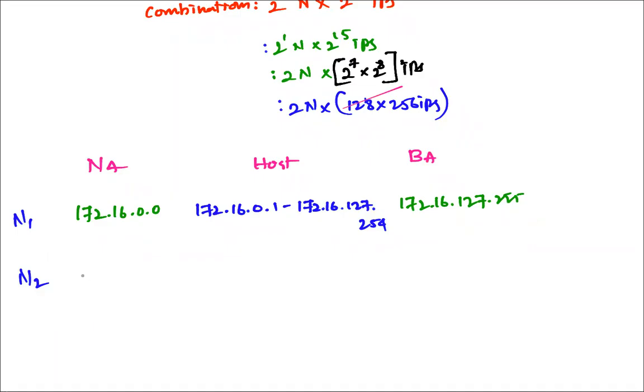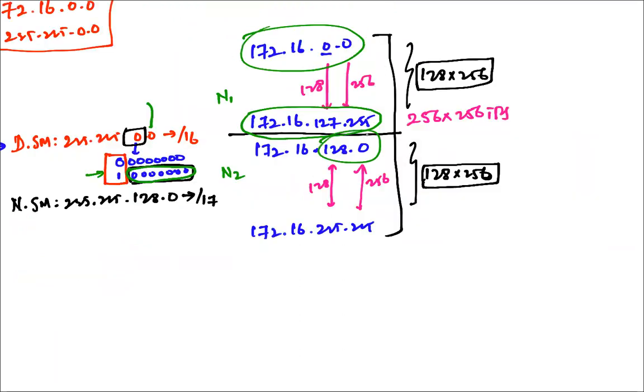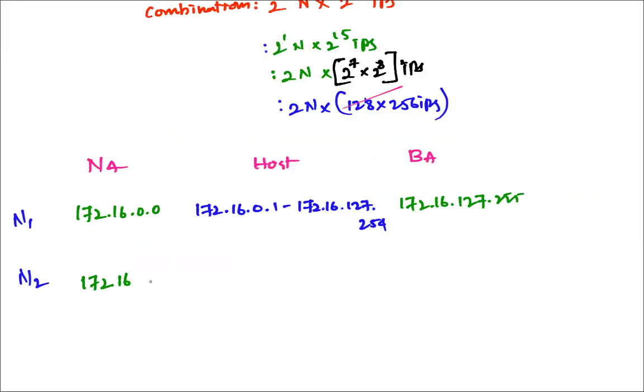Okay, now let's write the next one, guys. So hope you guys can clearly understand it now. So what is the network number 2? Network number 2 starts at 128.0. Okay, so 128.0.